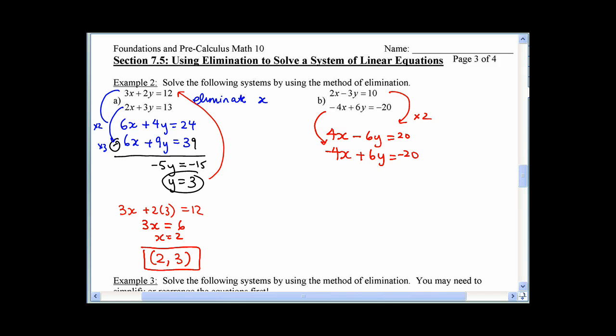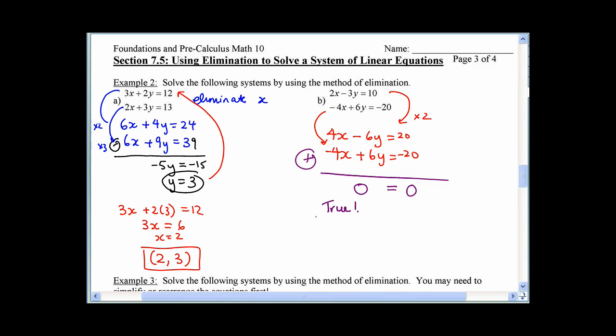I'll decide, I guess in this case, to add the equations and look what happens. 4x plus negative 4x, that's 0x. Negative 6y plus 6y, that's 0y. So the whole thing on the left side is 0. And then 20 plus negative 20 is also 0. Huh. 0 equals 0. True statement or false statement? True. So what does this mean?